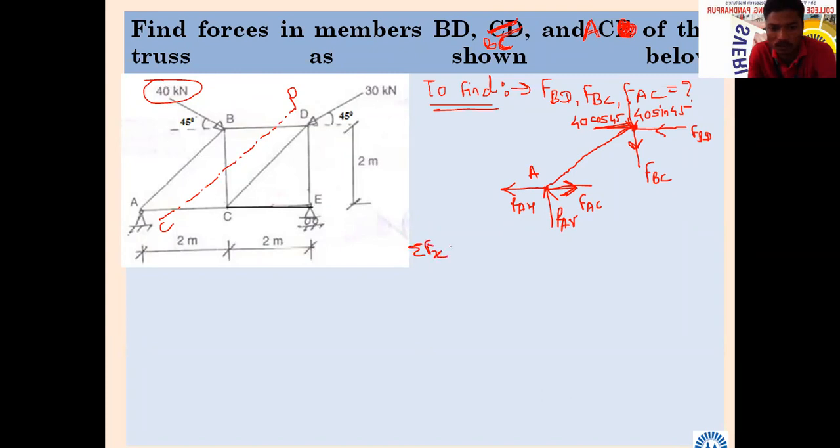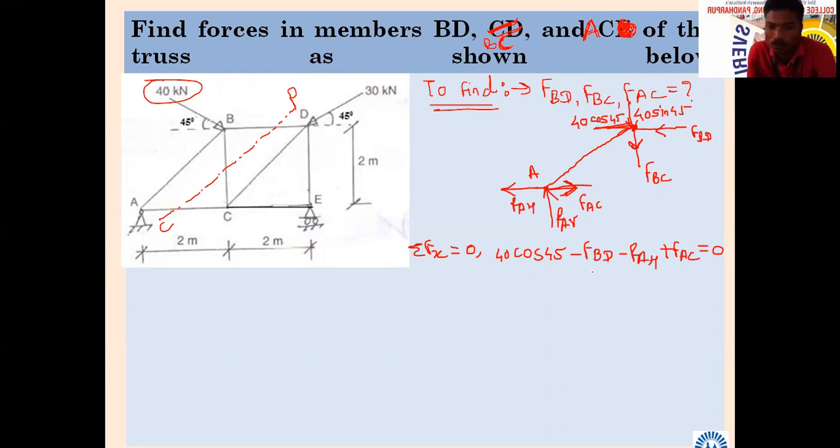Let us apply first condition. Summation Fx equal to 0. Tell me now. At point B, 40 cos 45, which will come positive, correct? It is going towards right hand side. That vertical will not come. Minus FBD. Okay, then minus RAH. That value we know. Okay, plus FAC equal to 0.